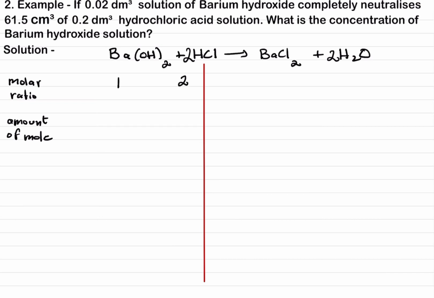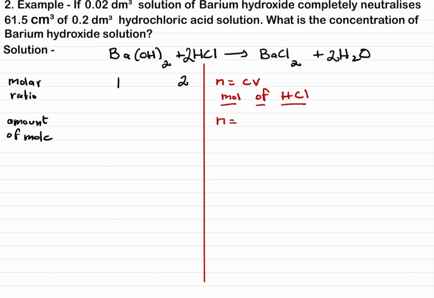We already know n equals CV, that is concentration times volume. I hope you remember that. Where n is the moles, C is the concentration, and V is the volume. So the first thing that we have to do is find the moles of HCl. This is what we have to find out first. Now let's do that. n equals C into V.